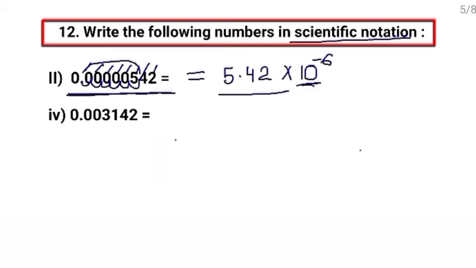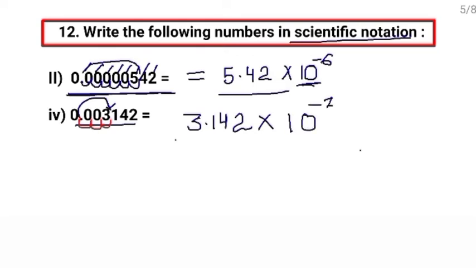Now let's do one more part. You want to write this number as a product of a number between 1 and 10. You have to bring it between 1 and 10. So we will shift decimal here so that this becomes 3.142, which is a number between the number 1 and 10. Clear? Product of. Now we have shifted the decimal how many places? 1, 2, 3. 3 places we have shifted the decimal. So we will write here 10 raised to the power minus 3. This is your answer.